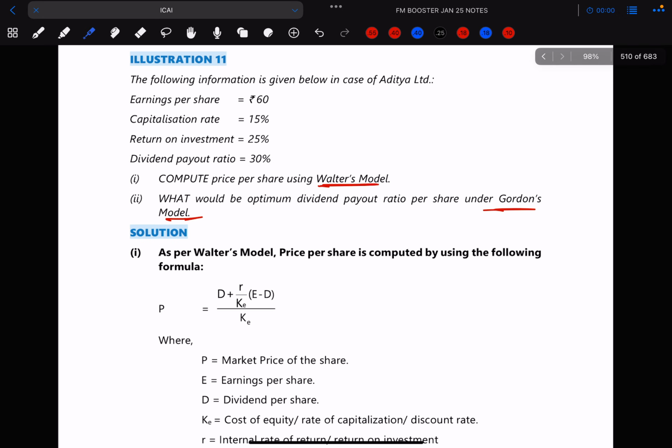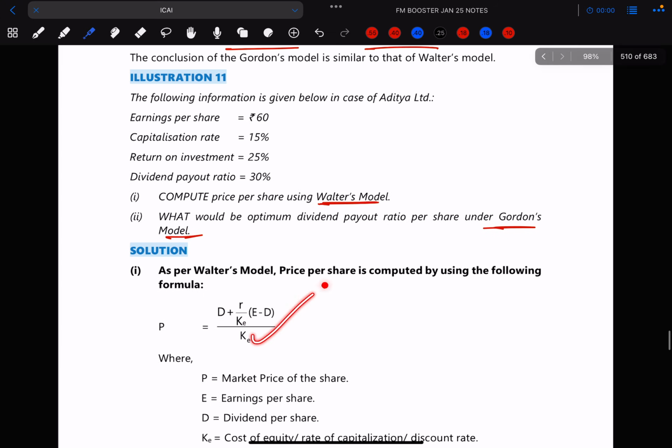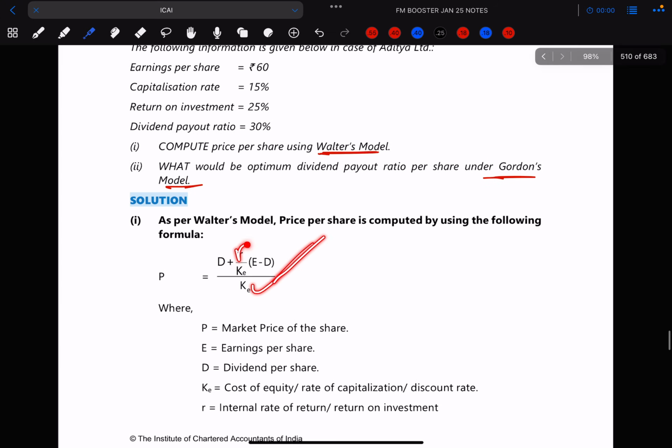And then what is this? Walter model and Gordon model. Arey, man, this is simple, bro. What is R? Tell me. 25%. What is K? That is 15%. What is dividend? In earning per share you have to do this one simply. What is E? Earning per share. What is dividend? 60 rupees into 30%.